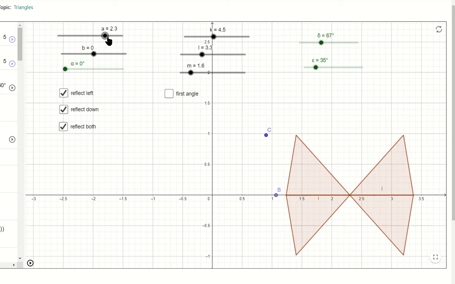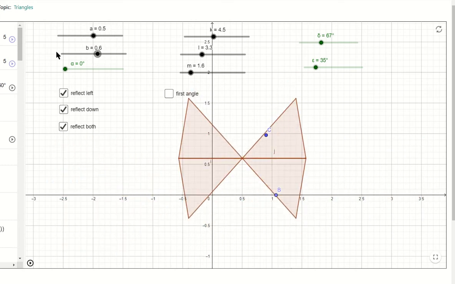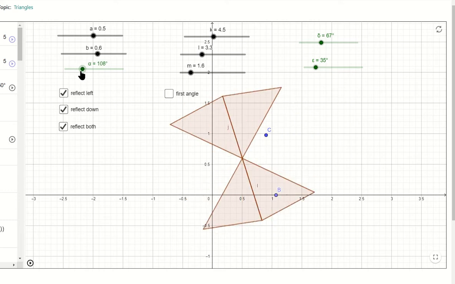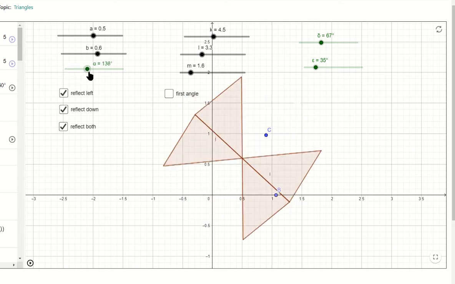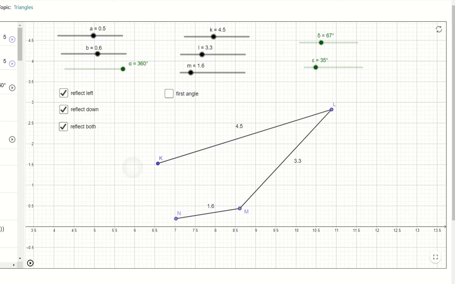By moving these sliders, I can move it left and right, and up and down. And I can move this slider to make them all rotate. They look a little like bow ties, don't they? Throughout all of these movements, we still had the same triangles that were congruent to each other. Their side lengths and angles were the same. So let's move on to the next object that I've built.